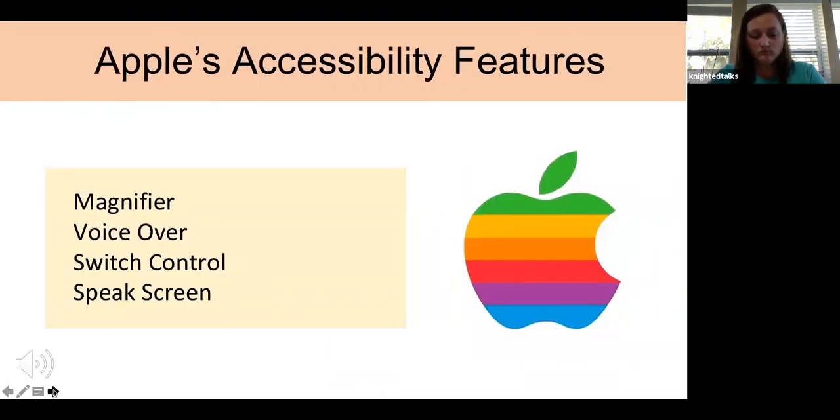With increased advocacy for individuals with disabilities and for universal design for learning, companies like Apple are really amping up their accessibility features. If you click on this big colorful apple, it will take you to the Apple website, especially so that you can focus on accessibility features like a magnifier, VoiceOver, Switch Control, or a screen that speaks.